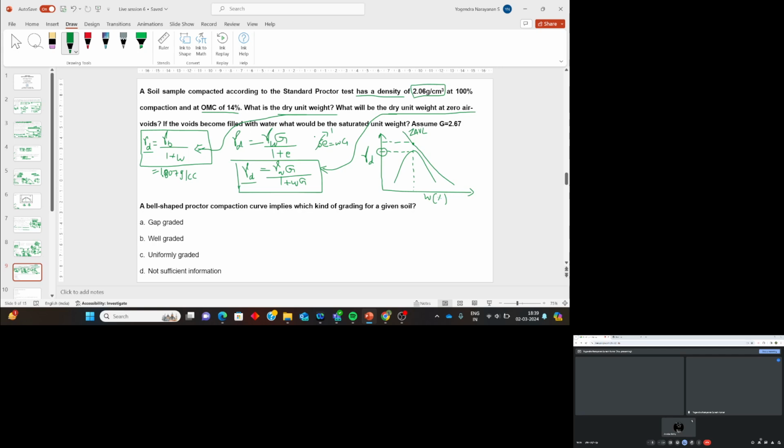Sir, it is 18.015. It will not be 18. What gamma W? You should not use 9.81 when you use it as 1 gram per cc. It will be 1 into 2.67 divided by 1 plus 0.455... 1.836. Yes, it will be 1.836. Yes, sir.